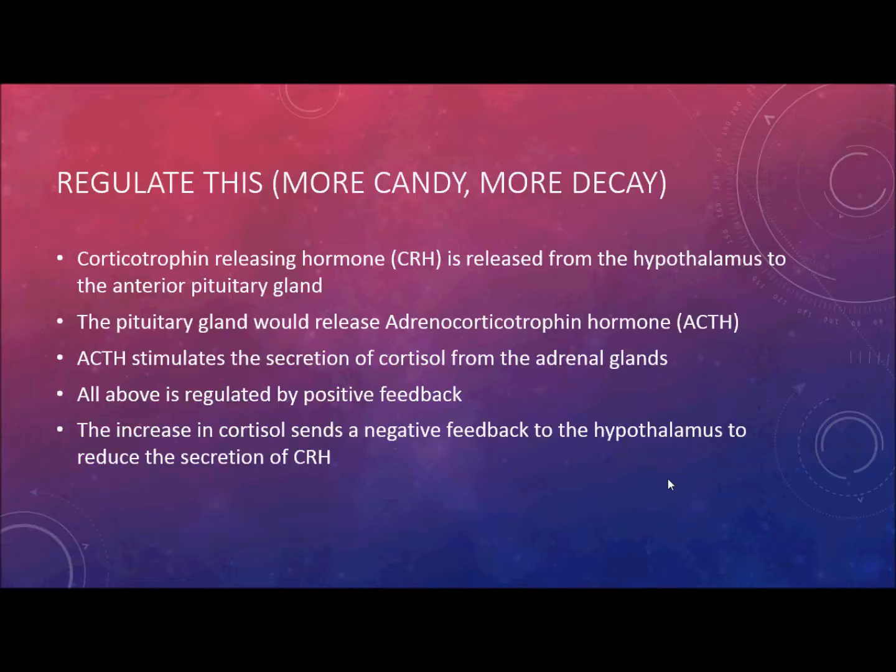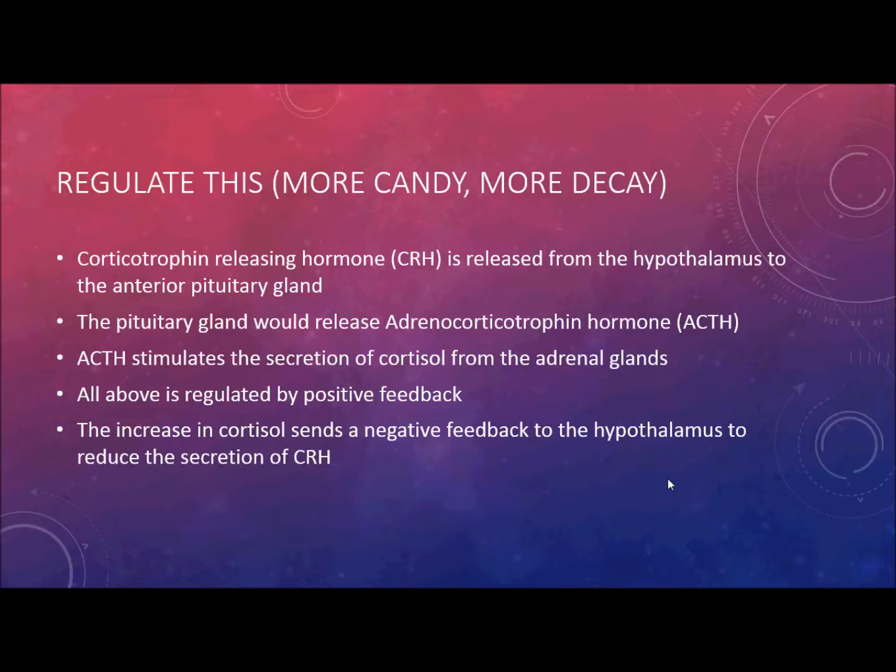Corticotrophin releasing hormone is released from the hypothalamus to the anterior pituitary gland. Then the pituitary gland releases adrenocorticotrophin hormone, so it's ACTH, that we have mentioned before in the principles of endocrinology. This ACTH stimulates the secretion of cortisol from the adrenal glands, and these are released under stress.